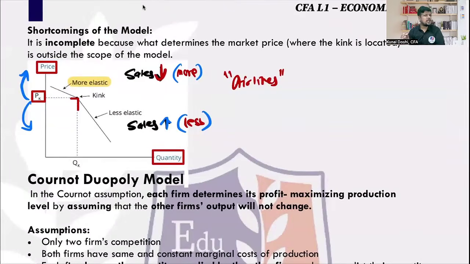Now, one of the shortcomings of the model is that the model does not define exactly where this point is. So it doesn't tell you where the kink is located. So that is outside the scope of the model. That is one of the shortcomings. So it doesn't tell you where this PK is. Okay, it just tells you the reality of what is happening. Clear?